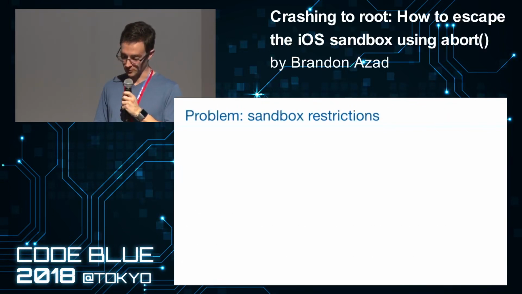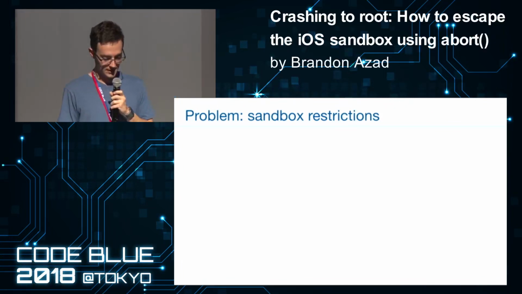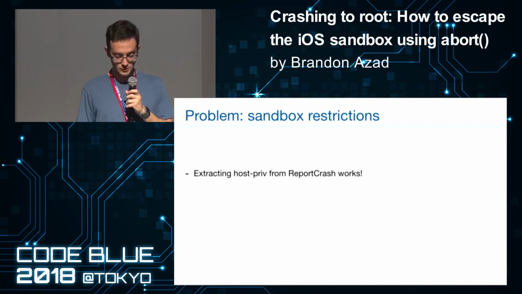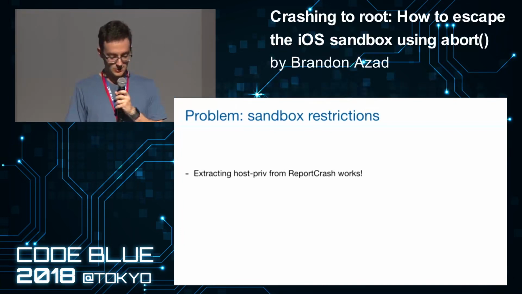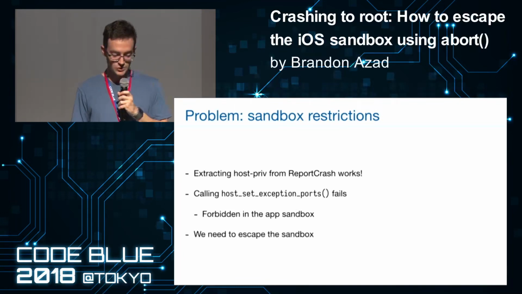Extracting the host priv port from report crash actually works perfectly, so we do get the host priv port. However, calling host set exception ports actually fails. And the reason is that host set exception ports is actually forbidden inside the application sandbox. So, if we want to continue down this path, we do need to escape the sandbox first.